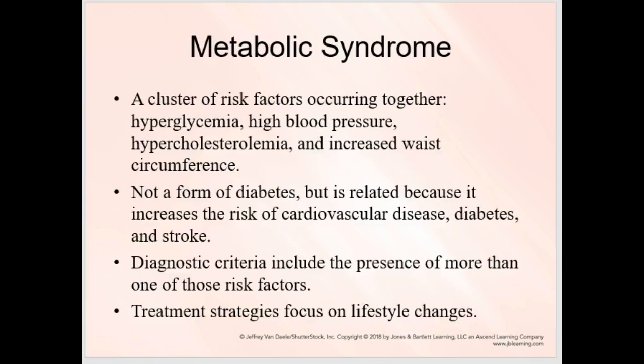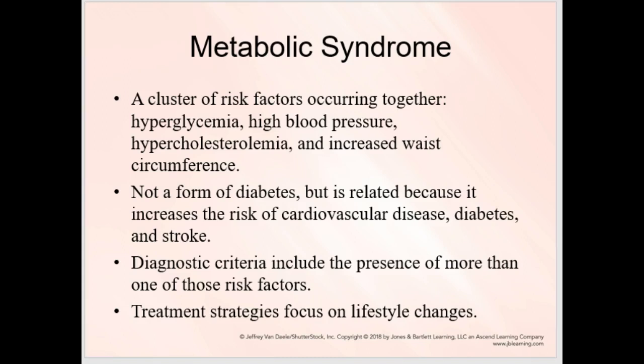Now, metabolic syndrome, we're seeing, oh my gosh, it is just so rampant in our society because of weight gain. And with the weight gain, obviously, you're going to have increase in glucose and triglyceride levels. As you can see there, hyperglycemia, hypercholesterolemia, which may lead to high blood pressure. And with weight gain, you're going to have an increased waist circumference. If you have 3 or more of those, by definition, you have metabolic syndrome. It's not a form of diabetes, but it can lead to diabetes, which can lead to all those other issues that we spoke about previously.